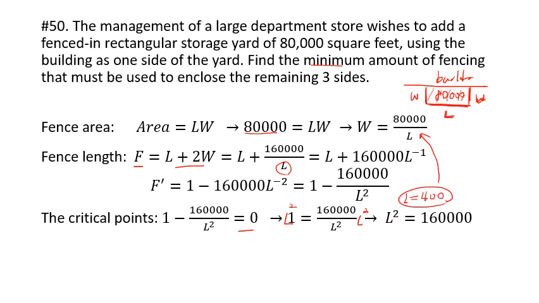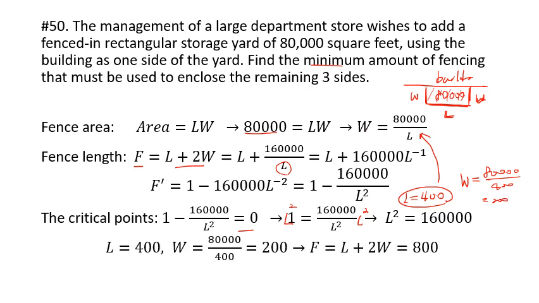We can plug in here. So W is 80,000 over 400, so it is 200. But we want to find the minimum amount of fencing material. So F is L plus 2W, so 400 plus 2 times 200. So it is 800 feet. So this is our answer.